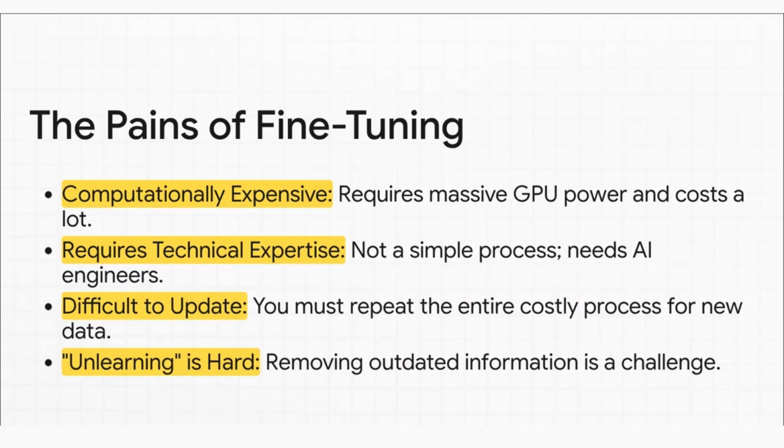But this whole back-to-school idea comes with some major headaches. For one, it is insanely expensive. It takes a ton of computing power, which costs a lot of money. It's also not something you can just do with a few clicks. You need some seriously skilled AI engineers. And what if your information changes? Like a new policy doc comes out tomorrow. You have to do the whole expensive process all over again. And the kicker? Trying to get a model to forget old information is a total nightmare. So fine-tuning is powerful for sure, but it's often way too slow and pricey for the real world.